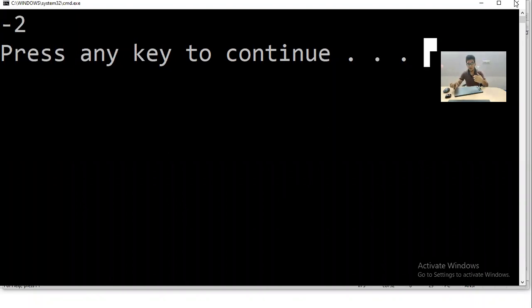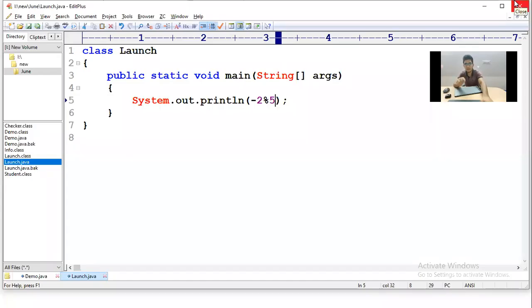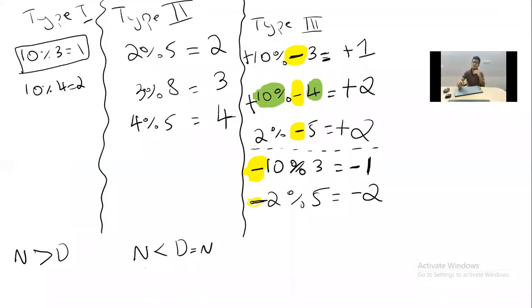Now some of you might have some more doubts maybe. What if both numerator and denominator are negative? That's a good question you might be thinking. So minus 10 modulus minus 3. Now what is the answer here? The intelligent people will think like this: a minus minus gets cancelled. So 10 mod 3 is the answer.